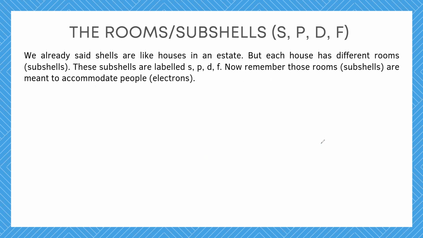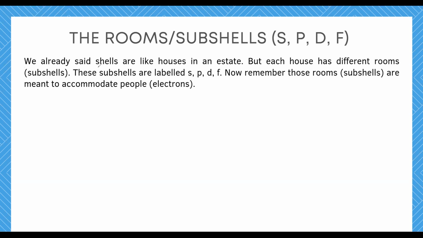We already said shells are like houses in an estate, but each house has different rooms, different subshells. These subshells are labeled S, P, D, F. Remember, those rooms, subshells, are meant to accommodate people, electrons. Now let me explain what we mean.